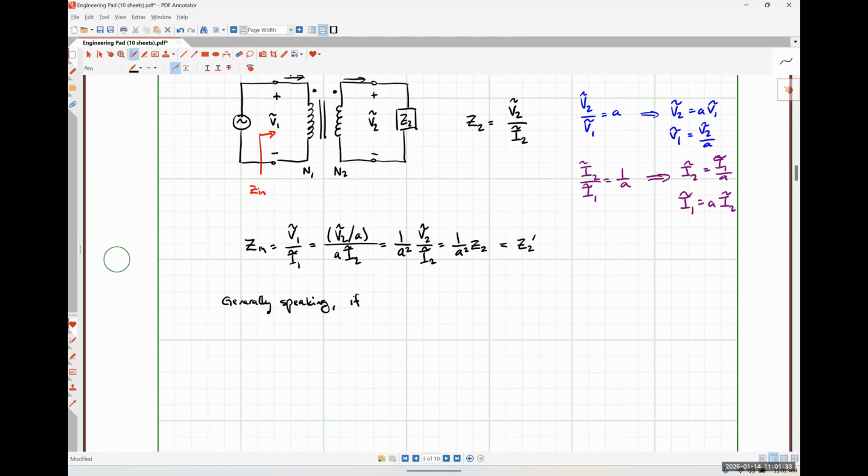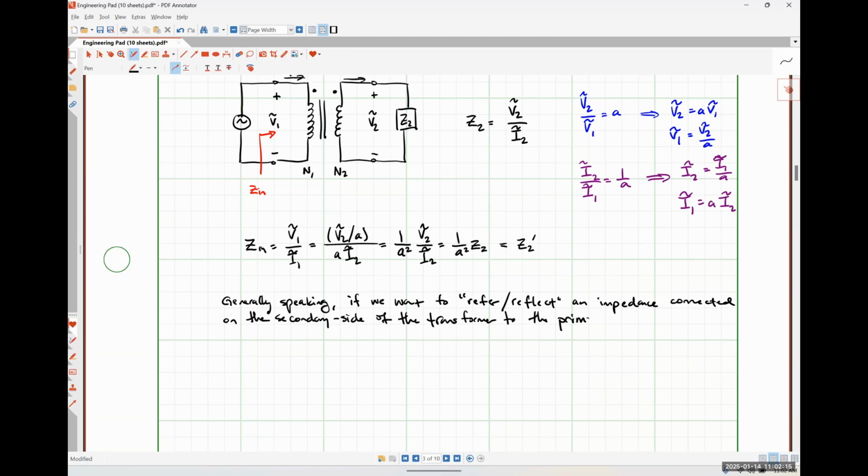So generally speaking, if we want to refer, and I'm also going to put here slash reflect, because that is a common term also used, an impedance connected on the secondary side of the transformer to the primary side, we divide by A squared.